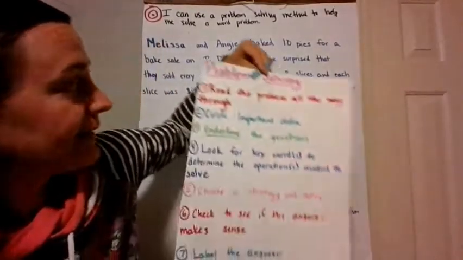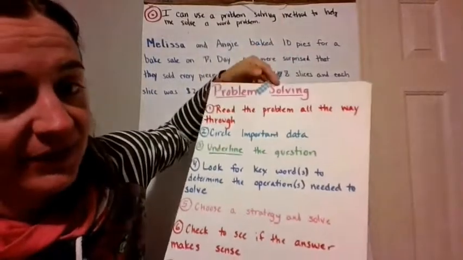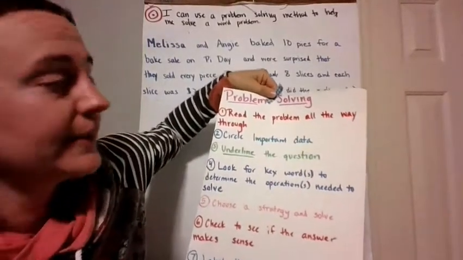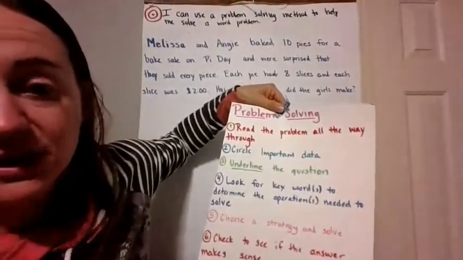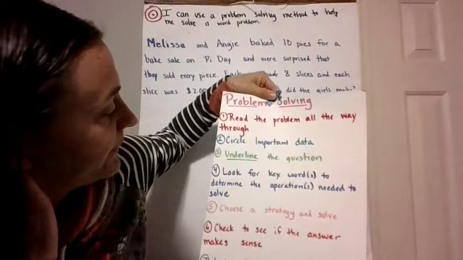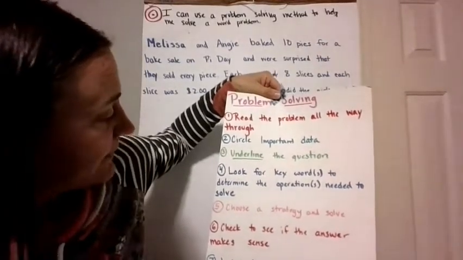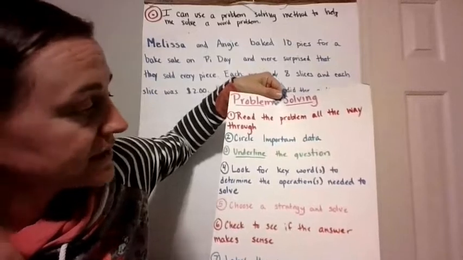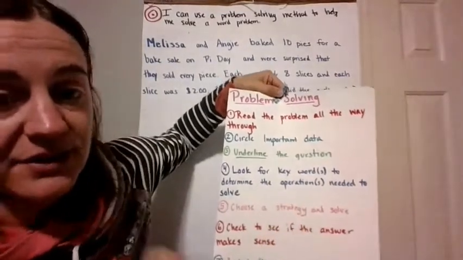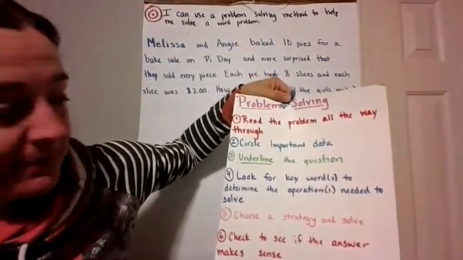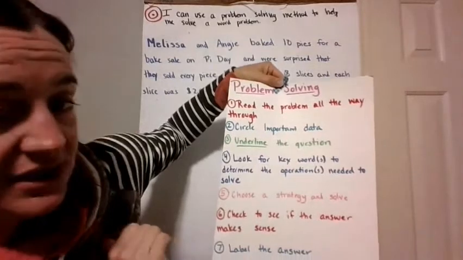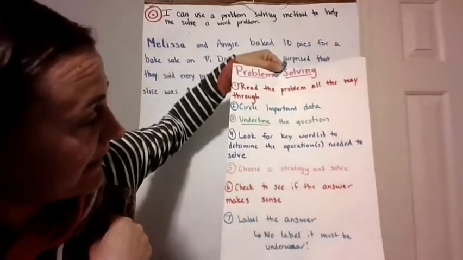If you were in Miss Ayala's class, this is your problem solving steps that you guys would take when solving a word problem. First one, read the problem all the way through. Every single word from start to finish before you start to solve anything. Second, then go back and circle the important data. Third, underline the question. 4, look at the key words to help determine the operation or operations needed to solve a problem, because sometimes you have to do more than one step in order to solve a problem. It might be a 2-step story problem or even 3 steps to solve it. 5, choose a strategy and solve. So what are you going to do to figure out the answer and solve it?